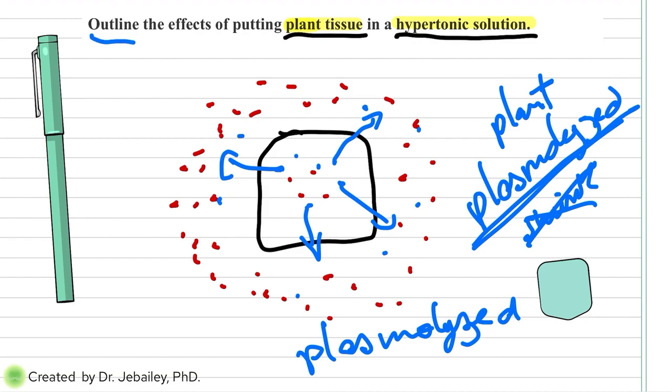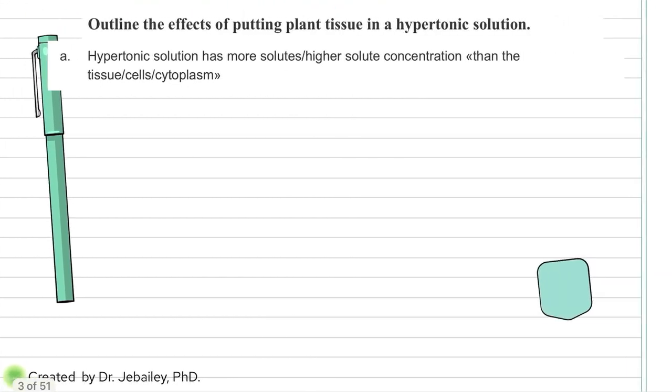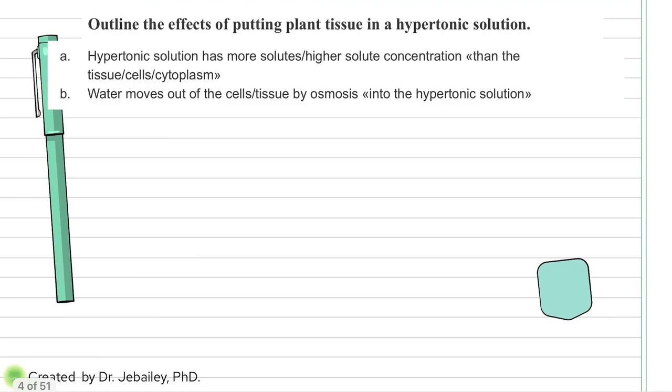Since it's an outline question, it could be up to 4 points in which you have to describe this scenario. The first thing is that a hypertonic solution has more solute, or a higher solute concentration, than the cell. So the first thing you have to do is describe the definition of what hypertonic means. You have to say that outside there's a lot more concentration of solute compared to the inside. That's the first description. Then, because of that, the water is going to move out of the cell, by osmosis, because water wants to go to a place that has high solute.